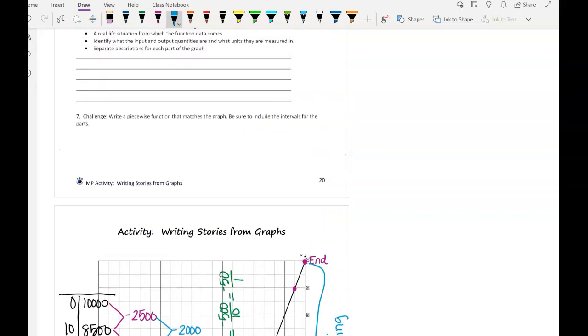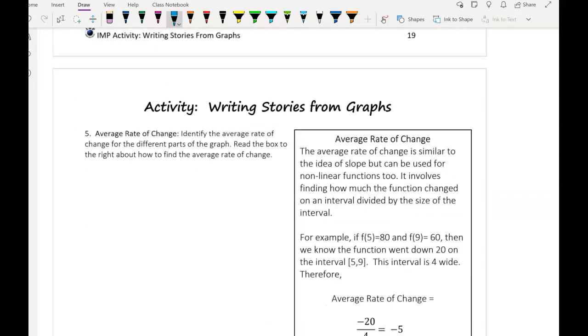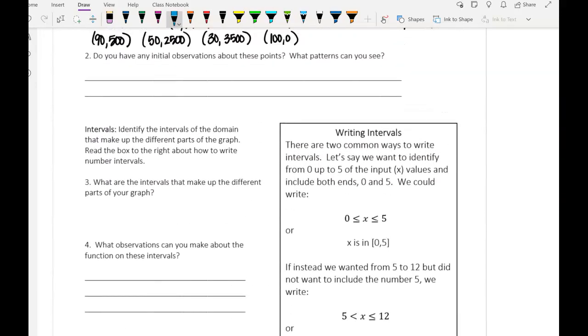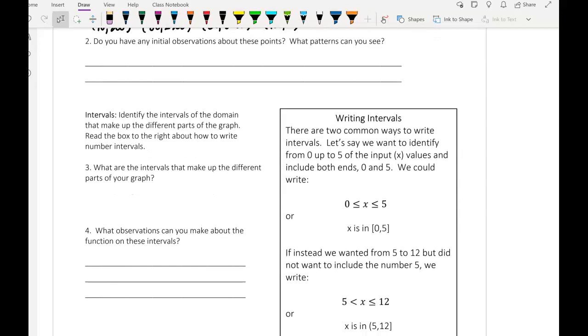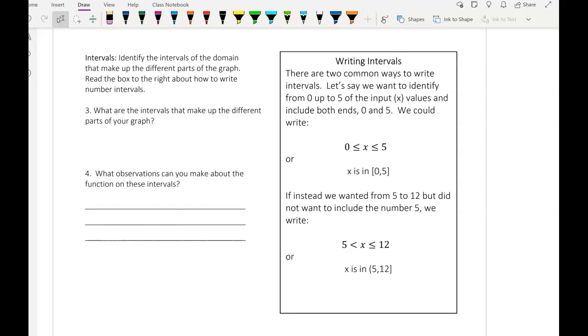So I'm going to go back to that page now. I'm going to make it bigger here and go back to that page. So you should have hopefully taken some of that information and used it to answer question number 2 there. Intervals. Identify the intervals of the domain that make up the different parts of the graph. Read the box to the right about how to write number intervals. So there's 2 ways. It says, let's say we want to identify from 0 up to 5 of the input or x values and include both ends 0 and 5. We could write 0 is less than or equal to x is less than or equal to 5.